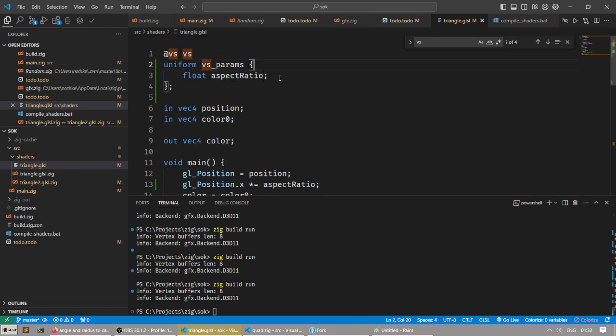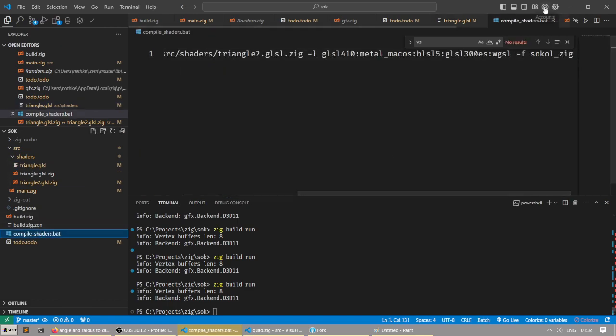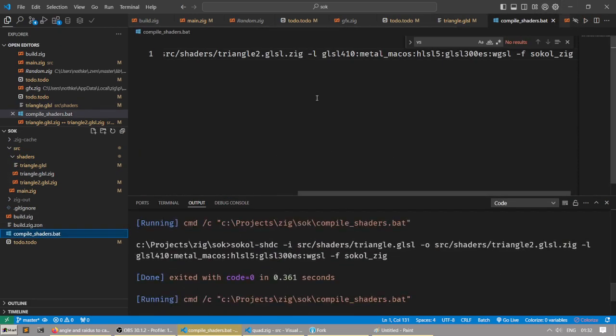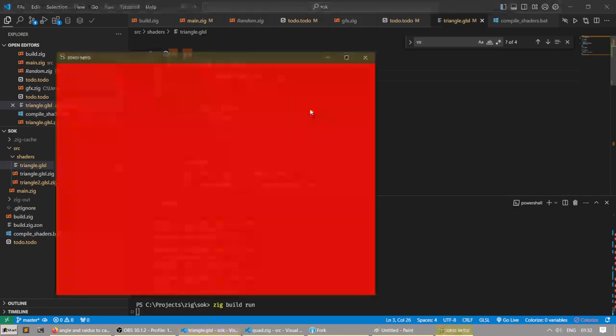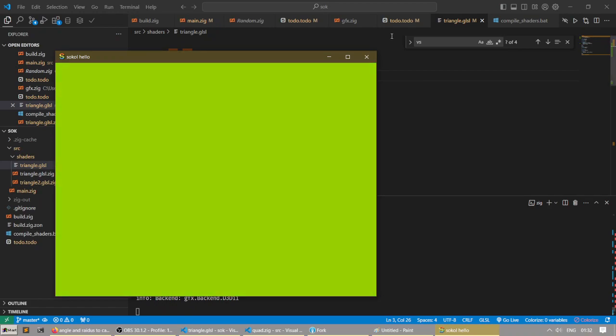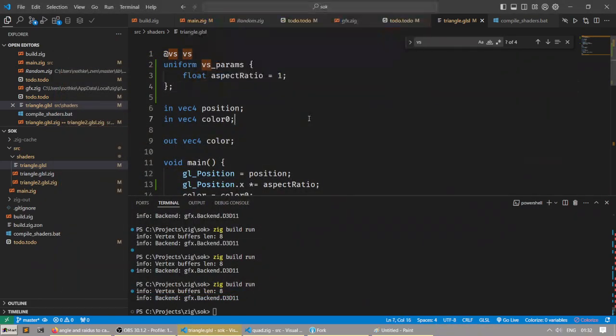So we need to initialize this. Can I initialize it like this? Actually, I'm not sure. Let's see. No, looks like you can't initialize. Can you initialize parameters, uniforms?